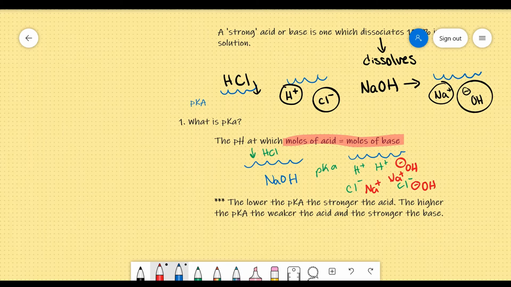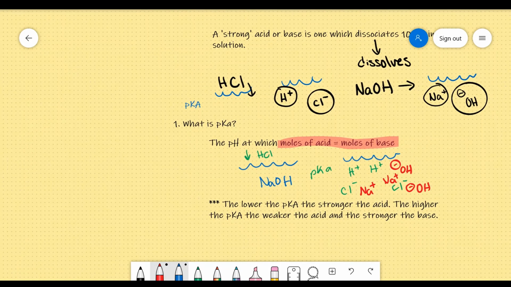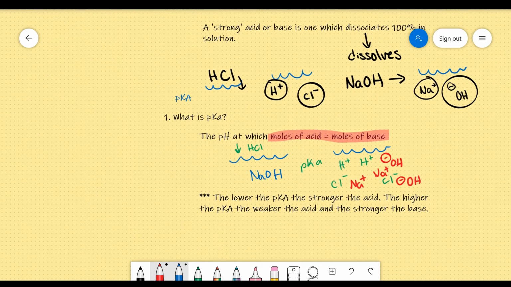This is important. Now remember that the pKa is technically the pH, but it's not the exact same, right? So it does act like pH, but normally pH goes from about 0 to 14. pKa can go into the negatives, and it also can go well above 14. But it acts the same way in that the lower the pKa, the stronger the acid. And the higher the pKa, the weaker the acid and the stronger the base. Okay? Super, super important that you guys remember this. Because this is going to help us determine what type of reaction occurs and how fast.